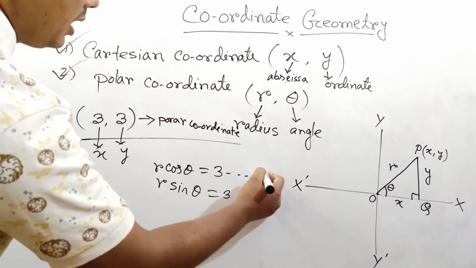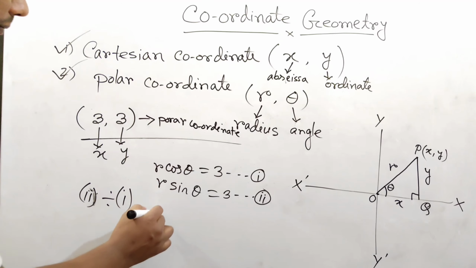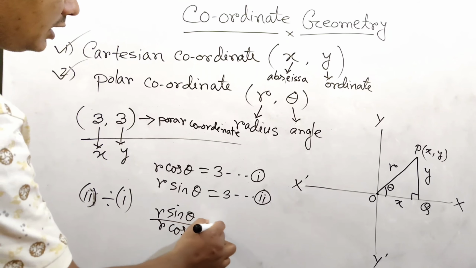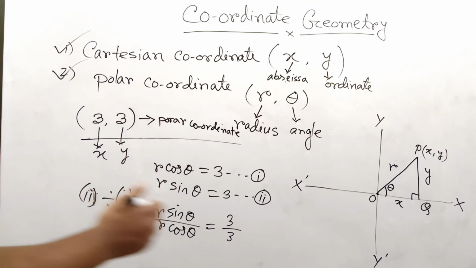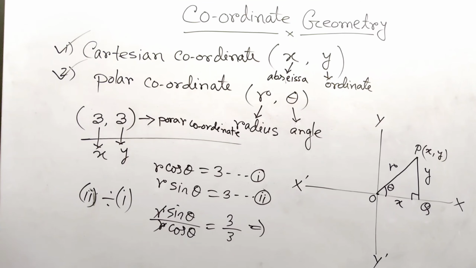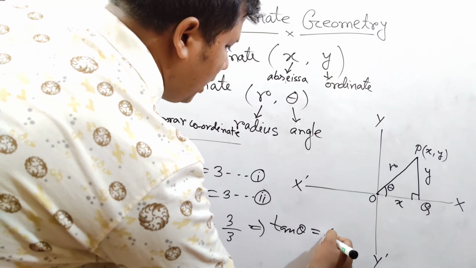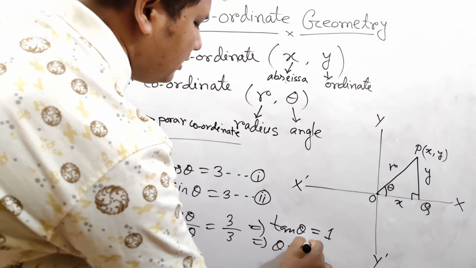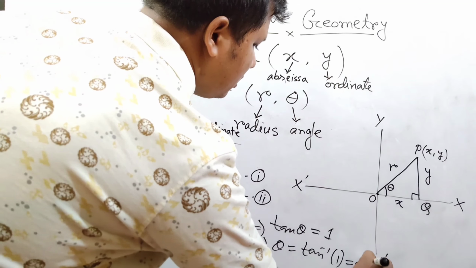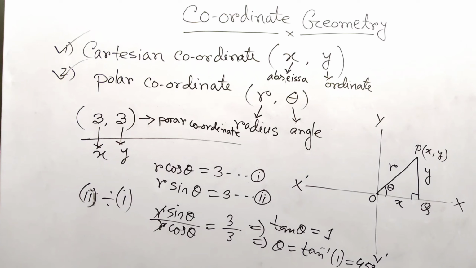By dividing these two we can easily find r and theta. Consider this equation 1 and this equation 2. If we divide equation 2 by 1, we get r sin theta over r cos theta equals 3 over 3. In short, sin theta by cos theta equals 1, since r cancels. So sin theta by cos theta equals tan theta, so tan theta equals 1, or theta equals tan inverse 1, which is 45 degrees. This is the value of theta.